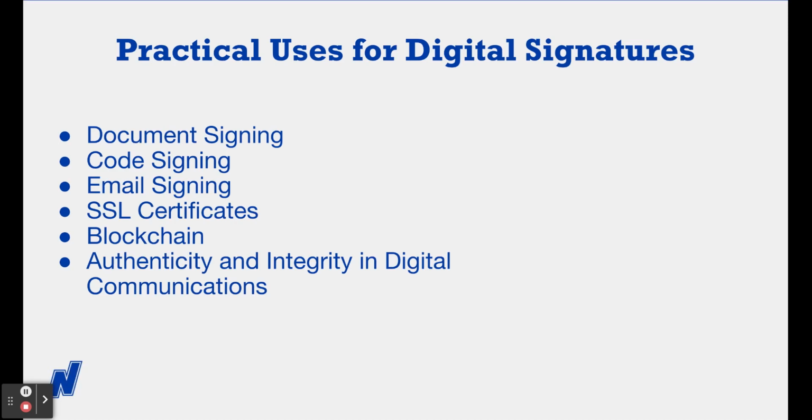And then we'll also talk about blockchain. Blockchain technology like Bitcoin uses digital signatures to authenticate transactions. When you send Bitcoin, you sign the transaction with your private key. Others can then verify your signature to confirm the transaction's authentication and integrity.